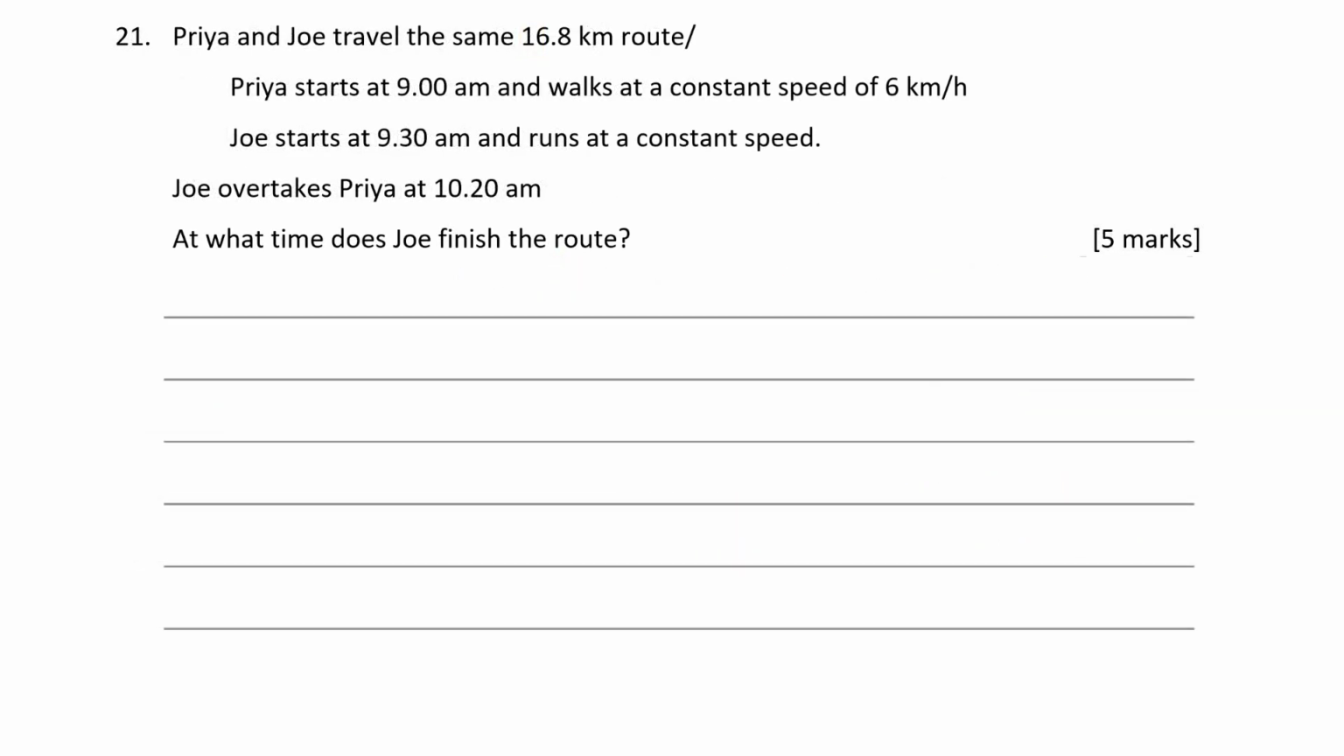Question 21. Priya and Joe travel the same 16.8 kilometer route. Priya starts at 9 AM and walks at a constant speed of 6 kilometers per hour. Joe starts at 9:30 AM and runs at a constant speed. Joe overtakes Priya at 10:20 AM. At what time does Joe finish the route?